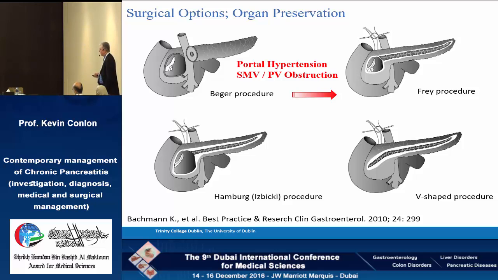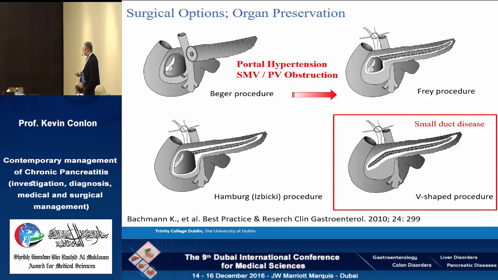I'm inclined to use the Frey procedure, particularly if you have a degree of portal hypertension, but absolutely if you have superior mesenteric venous obstruction and portal vein obstruction, this can be a hazardous operation. Now, I've done approximately 800, maybe 850 pancreaticoduodenectomies in my career, and I'm very comfortable taking the vein, I'm very comfortable taking artery, but this can be a treacherous procedure in patients who have a very inflamed gland and a lot of portal hypertension. So I'm more inclined to do the Frey procedure in those positions. If I have small duct disease, I will do the V-shaped procedure, which is a kind of a modification of the Izbicki procedure for these patients.